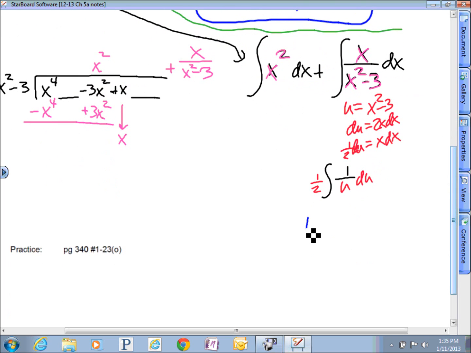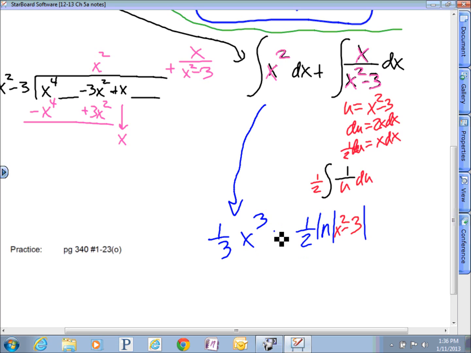So trying to solve that thing, let's see. How about 1/2 natural log absolute value, and I'll have to add a c on in a couple seconds, which I'll do. My u is x squared minus 3, and while I'm at it, this thing is a nice easy one: 1/3 x cubed. And don't forget to add your c.